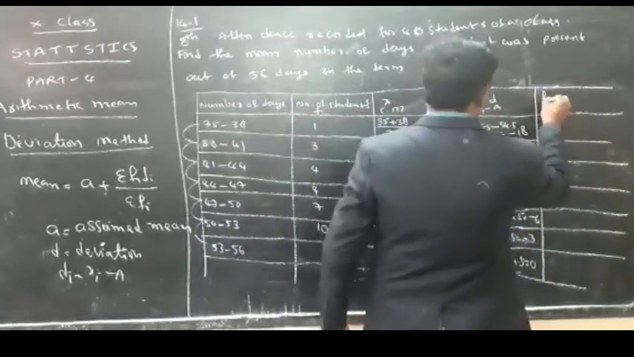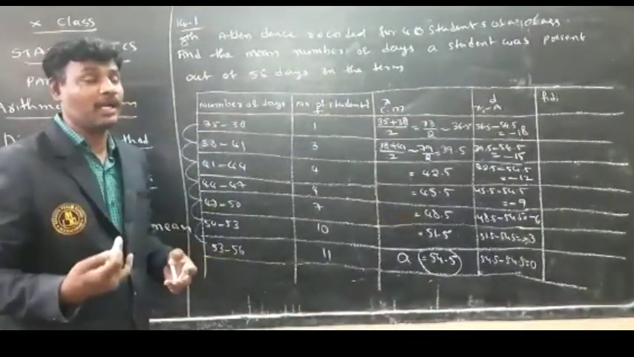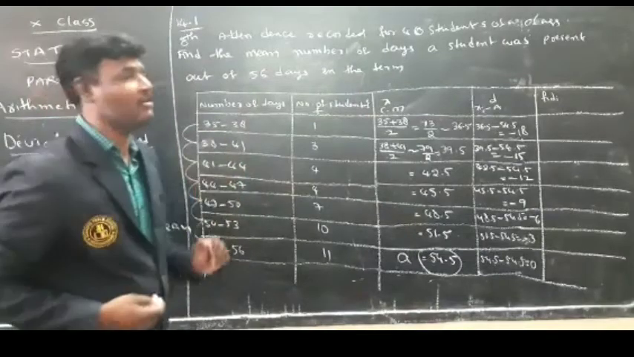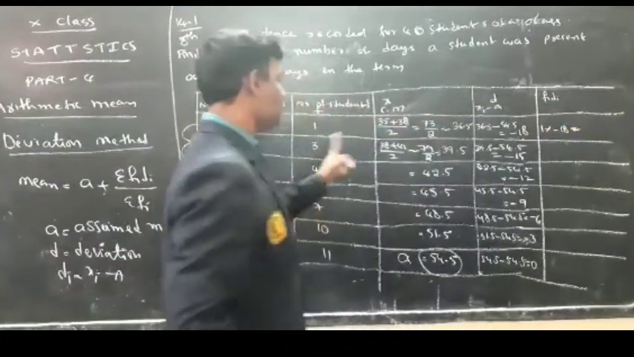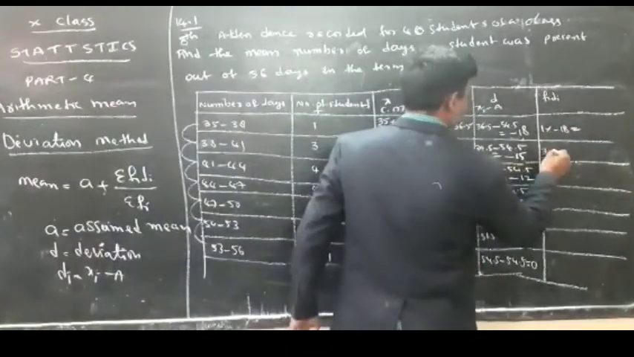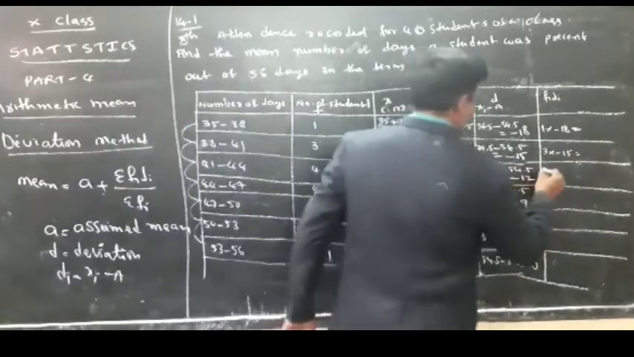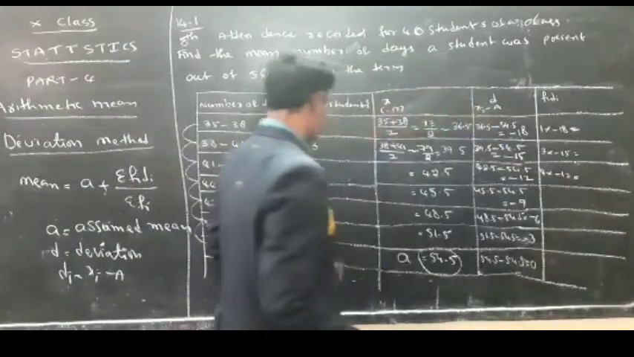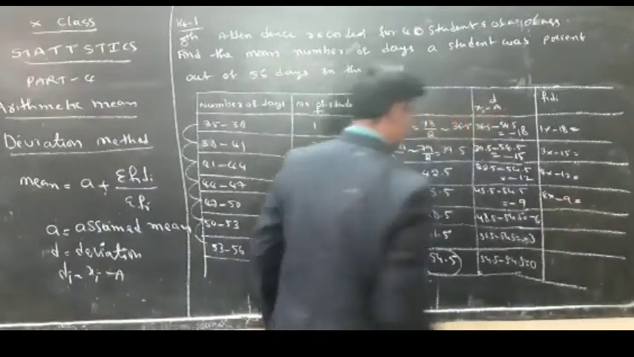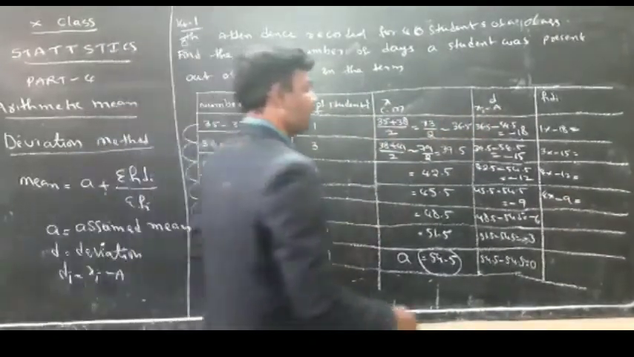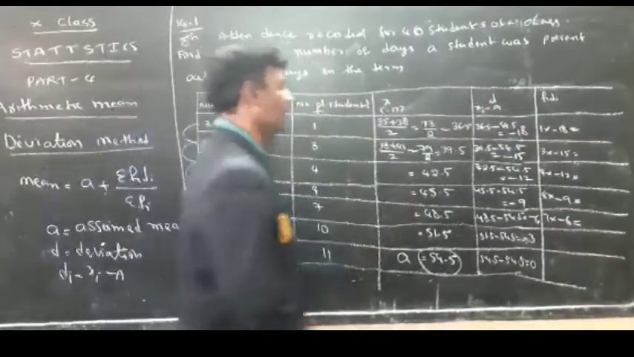Next, what do I need here? Fi and Di. To find fi di, you have to multiply the frequency and the deviation values. Here, 1 into minus 18. Next, 3 into minus 15. Next, 4 into minus 12. Next, 4 into minus 9. Next, 7 into minus 6. Next, 10 into minus 3.